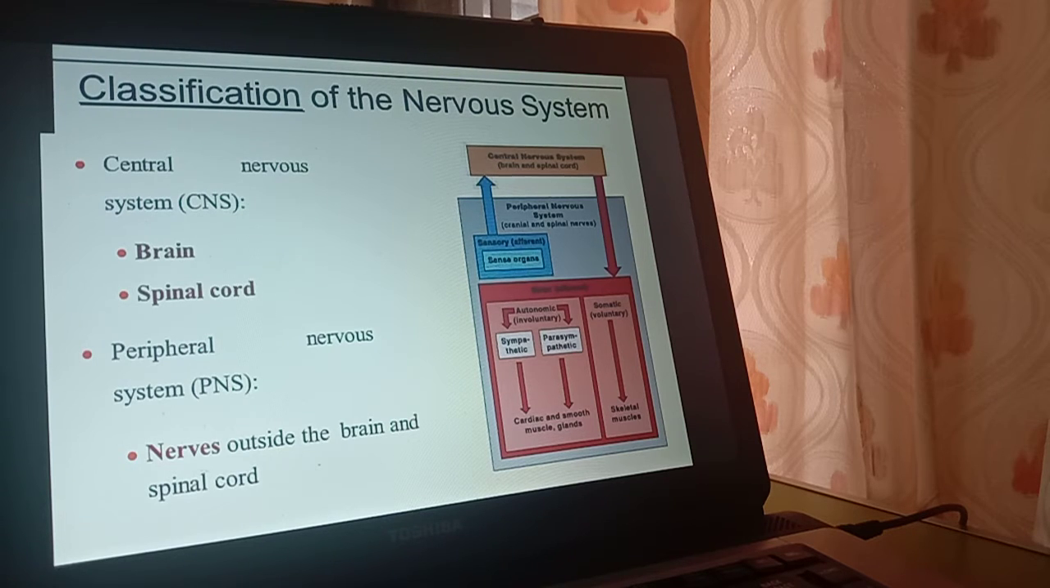Okay, the classification of the nervous system, I can put under two broad headings. One is the central nervous system, abbreviated as CNS, which includes the brain and the spinal cord, and the peripheral nervous system, abbreviated as PNS, which includes the nerves, especially the ones outside the brain and the spinal cord. This is a diagram which shows the central nervous system, the brain and the spinal cord, and the messages going to various systems, and from the sense organs the information which is collected going to the brain. We will be seeing that.